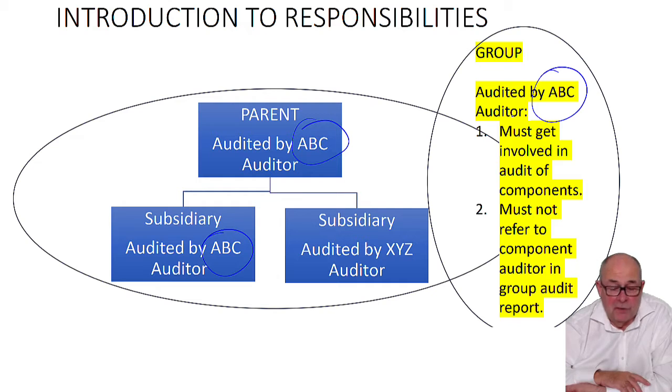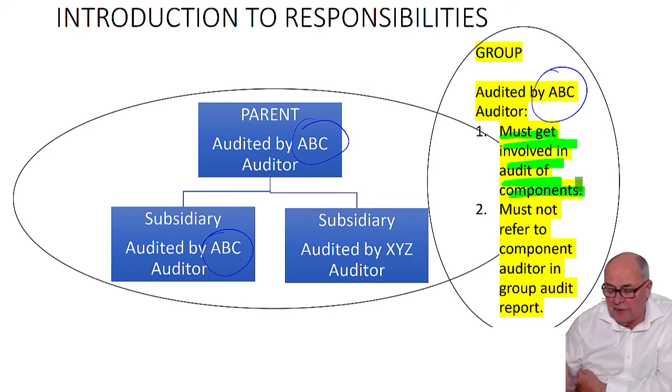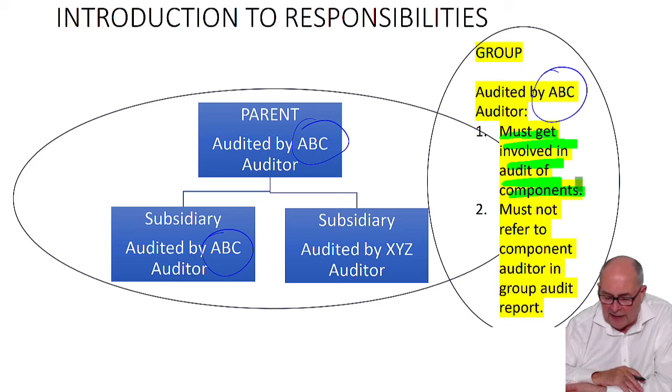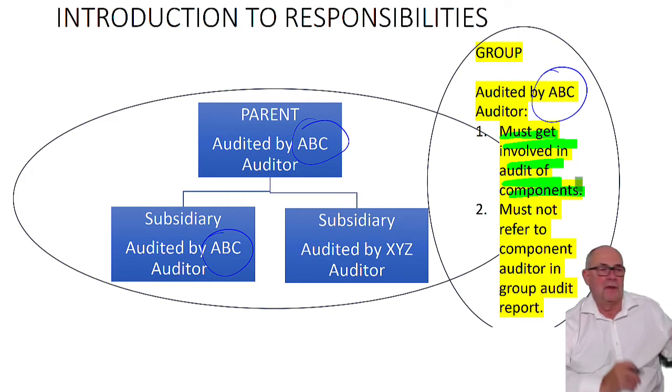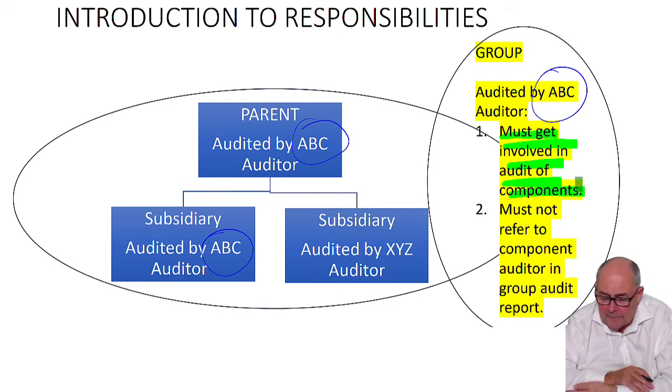Now, of course, the parent auditor has to make sure that they get involved in the audit of each component. They can't just blame shift and say, well, that's your job, XYZ auditor. There'll be a measure of delegation, but there must be involvement. So the parent auditor, ABC, is responsible for the parent audit opinion, one of the subsidiaries' audit opinion, but also the group audit opinion.